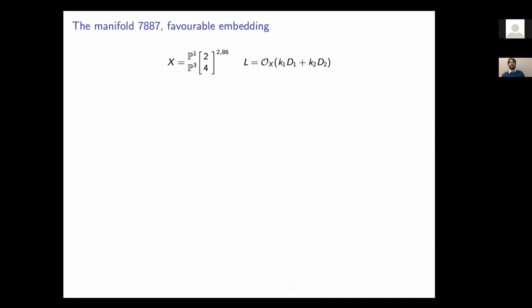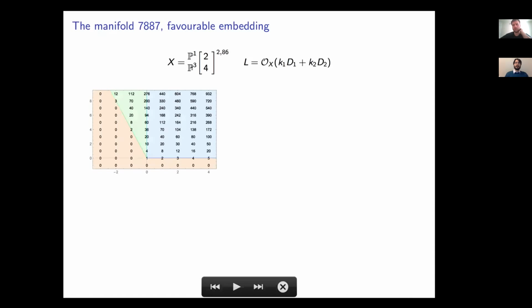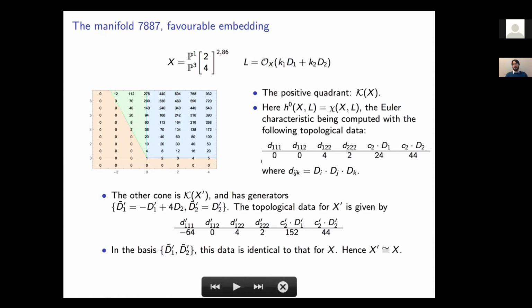The first one is a hypersurface in P1 times P3. D1 and D2 are generators of the Kähler cone. They are restrictions of the Kähler forms of the ambient space. So you compute cohomology algorithmically, and you obtain two cones. One is the Kähler cone of the manifold, and the other one is, and as I said, you obtain the triple intersection numbers and the C2 of the flop manifold.